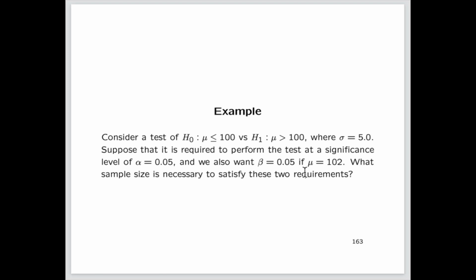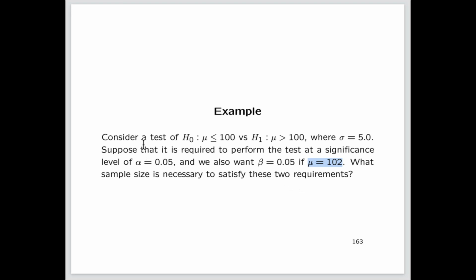And specifically, when mu is equal to 102, we have to be sure that when we specify what we want beta to be, we also indicate at what value of mu that beta is going to correspond to. Because remember, beta is a function of mu. So when mu is 102, we want the probability of a type 2 error to be only 0.05. And so the question is, what sample size is necessary to satisfy these requirements?